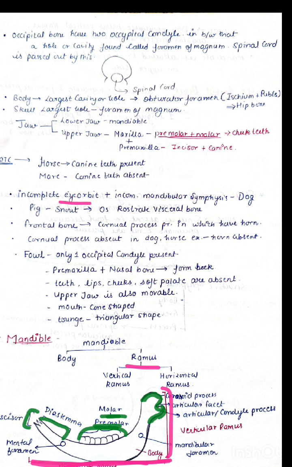So this is divided into two parts. The lower jaw contains the mandible, whereas the upper jaw contains the maxilla plus premaxilla. The maxilla is divided into premolar plus molar, which form the cheek teeth, and the premaxilla has incisors and canines, which form our buccal cavity.